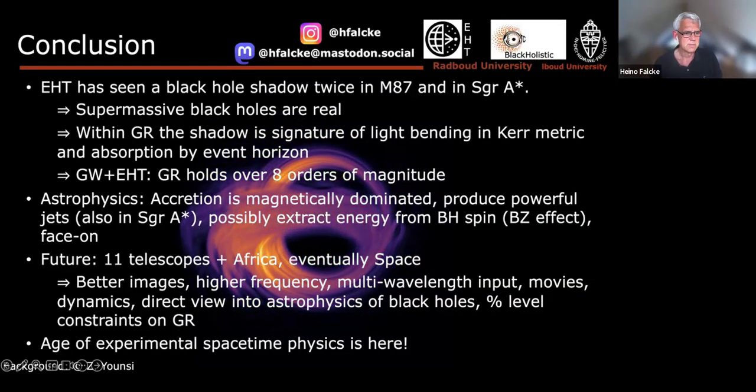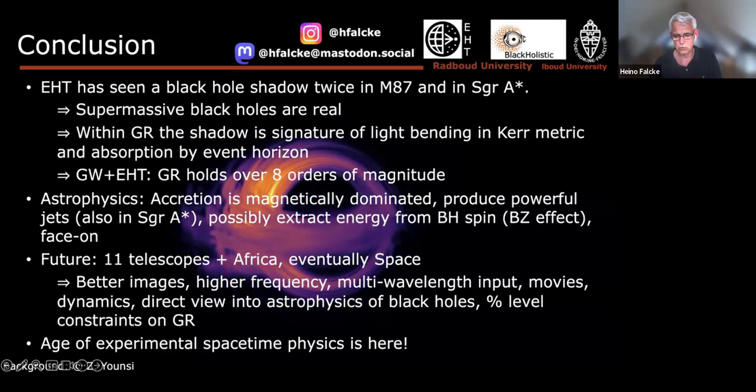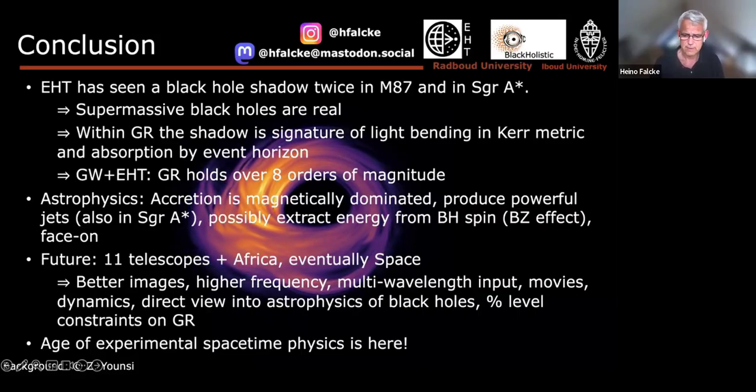We know a lot about the astrophysics. I didn't go into detail. I see my computer is a bit slowed down. We know the accretion has strong magnetic fields, powerful jets are produced, and there is potential evidence that we even extract some energy from the black hole spin, but that's something we still need to firm up.